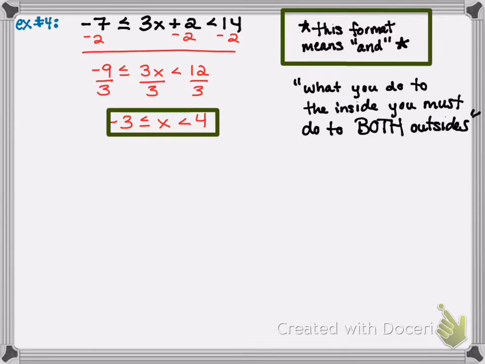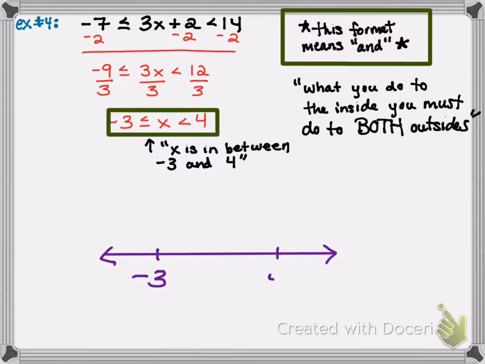Final is going to be -3 is less than or equal to x, which is less than 4. This means x is sandwiched in between those two inequality signs, so that means x is in between -3 and 4. The solution is in between -3 and 4. So I graph my first closed circle because -3 has the less than or equal to sign next to it, and then the 4 gets an open circle because it's got the less than sign next to it. The solution is in between, so you draw a line connecting them.